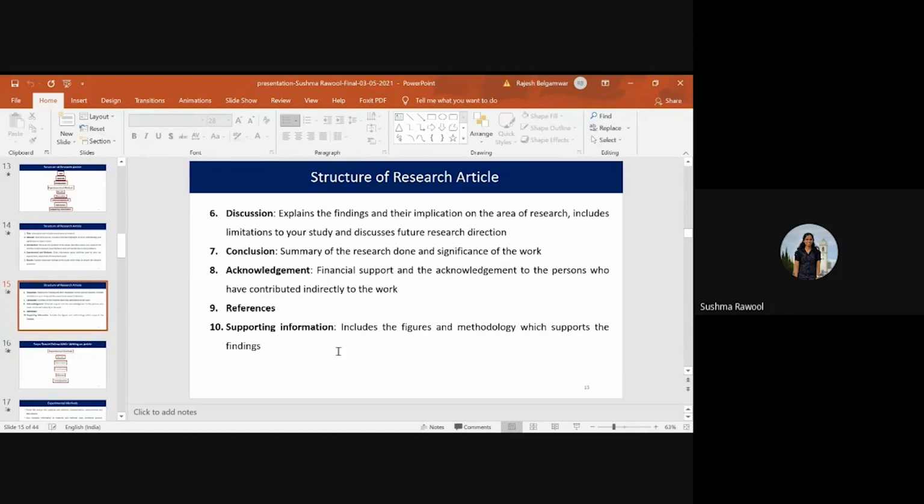Then the supporting information includes the figures and methodology which don't go into your main body, but which support your findings. So this is how the structure of a journal research article is organized.